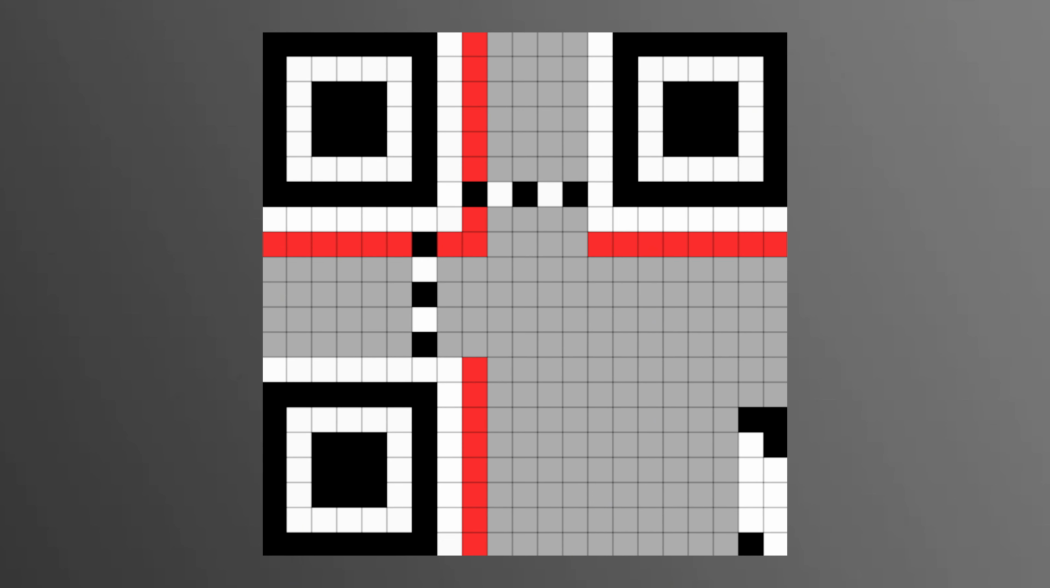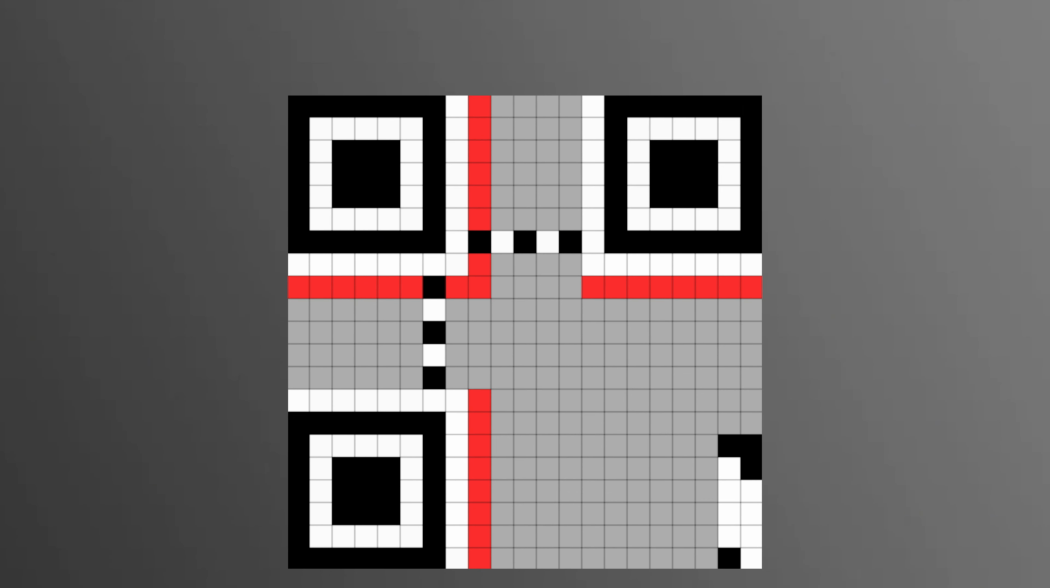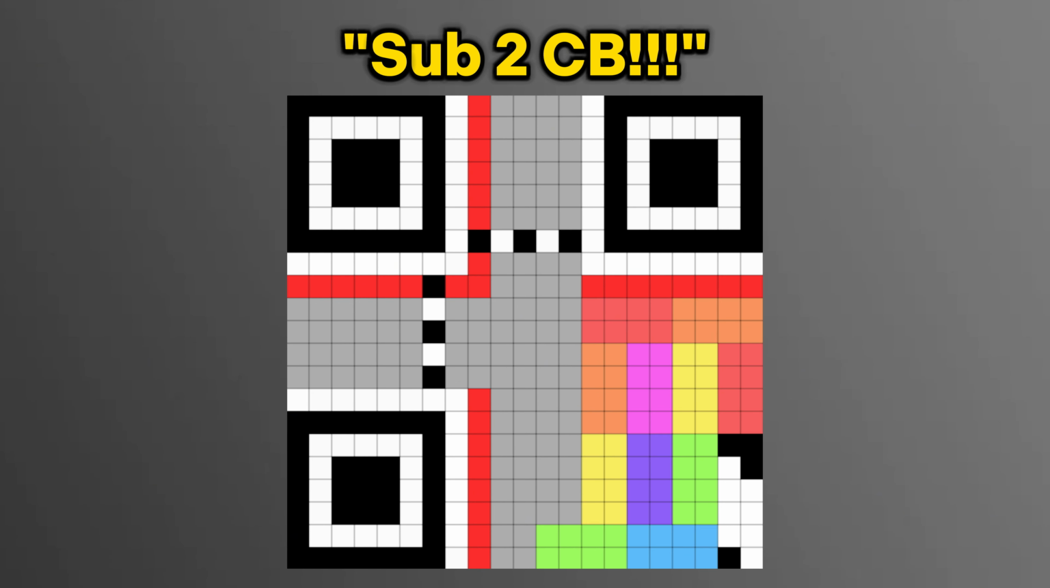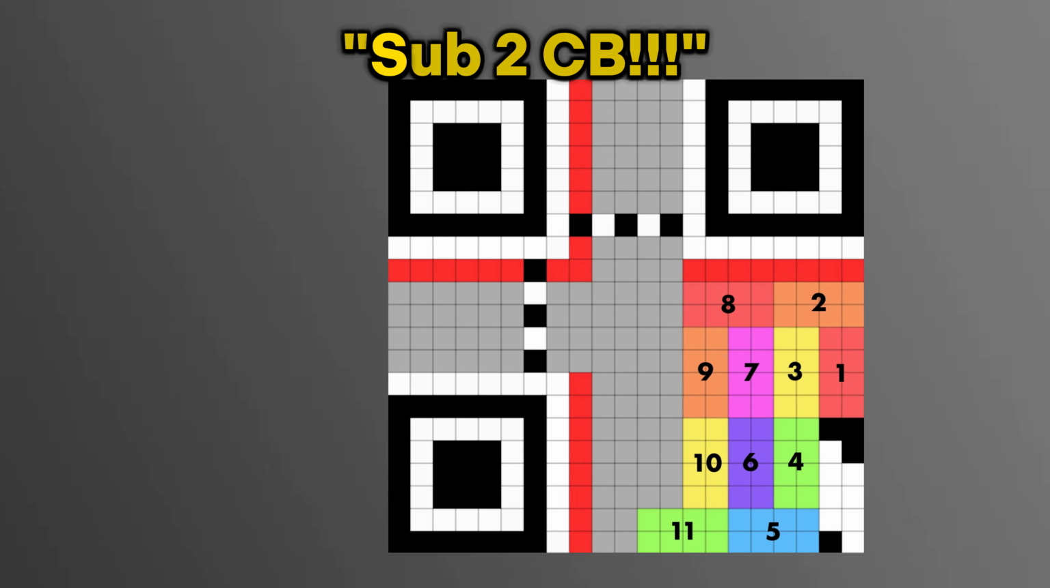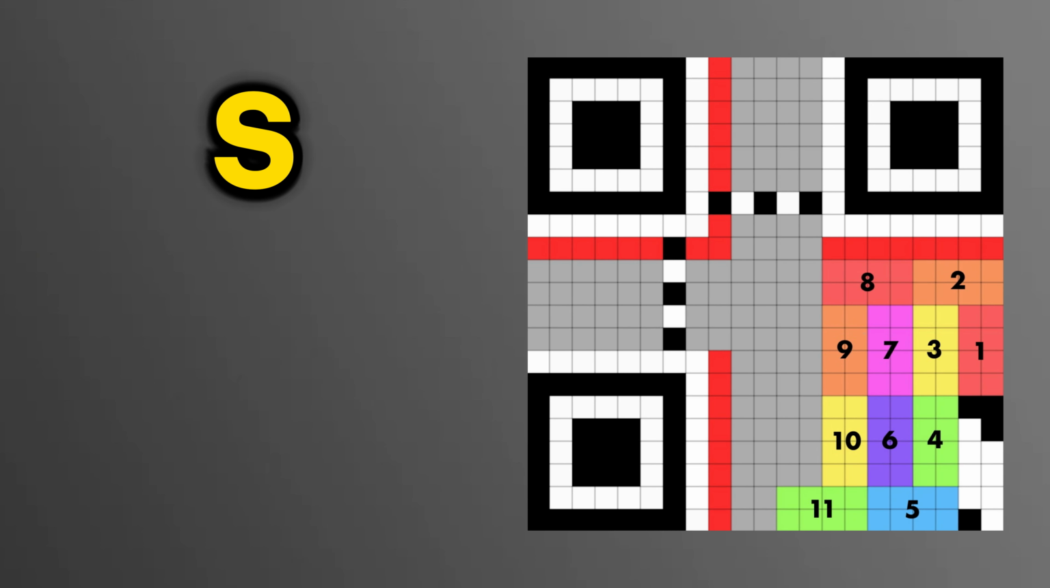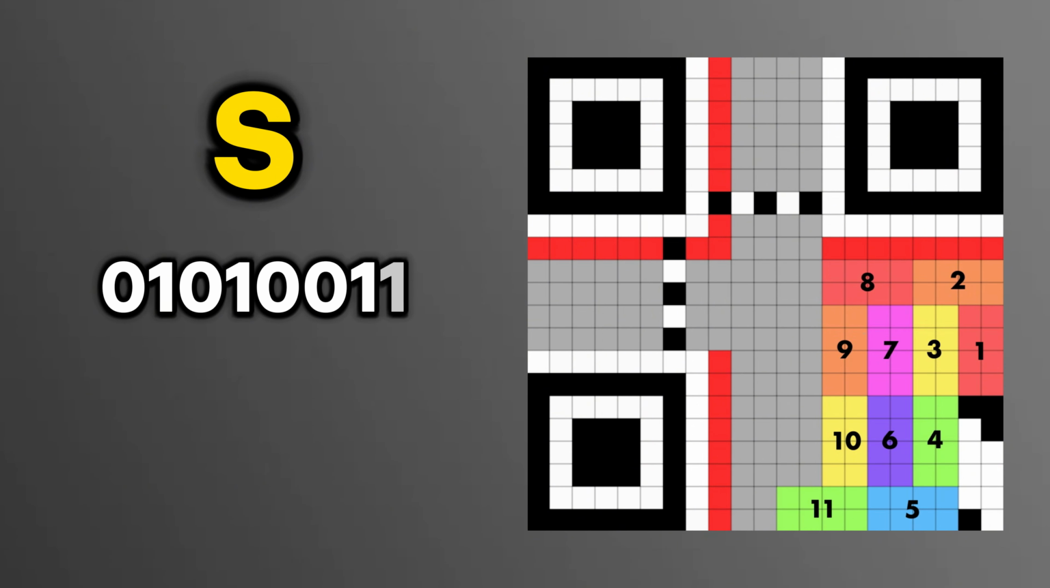Now that we've specified the data format and the message length, we can now write out our message. In our message, each byte will represent 1 character. Let's start with the first character, S. To add it to the QR code, we will have to translate S into binary, which is 01010011.